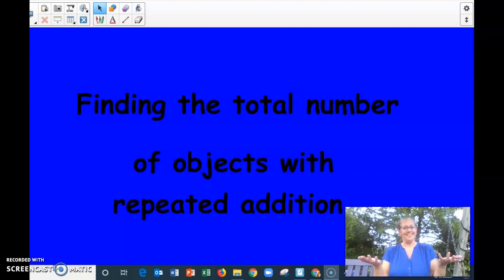So let's get started. Like I said, first thing we're going to do is find the total number of objects with repeated addition. And repeated addition is just when you add the same number over and over. Okay?